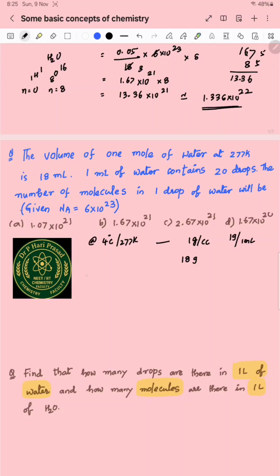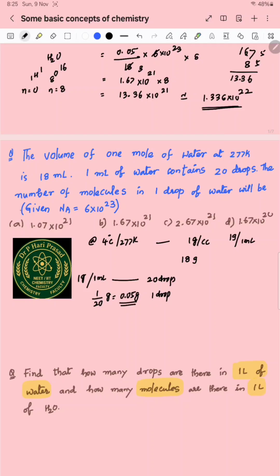Now the weight of water is 18 grams, right? The given question is 1 ml of water contains 20 drops, right? He is asking the number of molecules present in 1 drop of water. So here 1 ml is equal to 20 drops, right? Now 1 ml I can treat as 1 gram only, right, student? I want to calculate the weight of 1 drop of water, which becomes 1 by 20 grams only, that is equal to 0.05 gram, right?